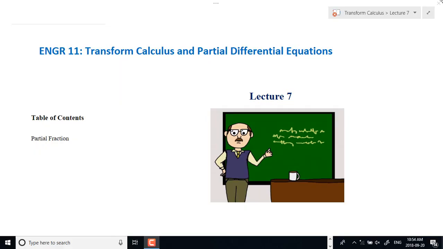Hello guys, we want to start our 7th lecture on transform calculus and partial differential equation. In this lecture, I want to talk about partial fraction, and then we want to see how we can use partial fraction to find Laplace inverse of different functions.